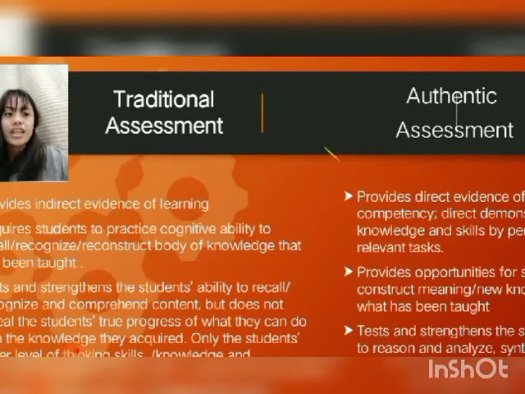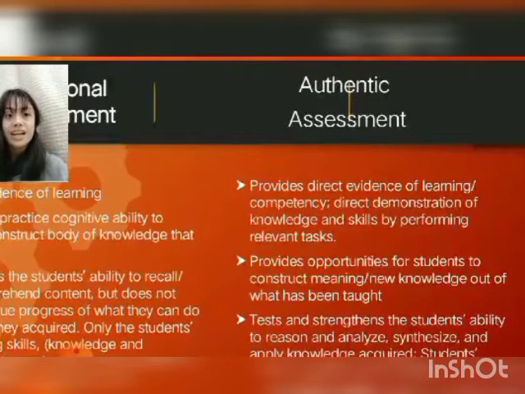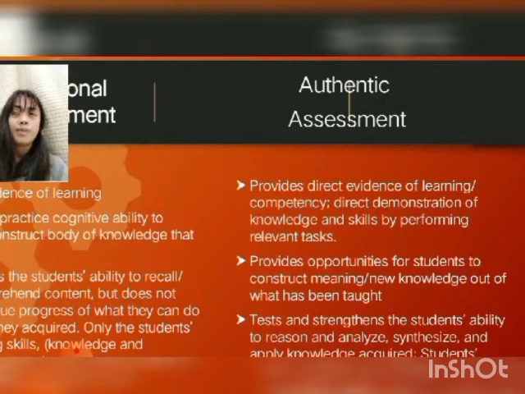While authentic assessment provides direct evidence of learning or competency, a direct demonstration of knowledge and skills by performing relevant tasks. Teachers here in authentic assessment are actually assessing the performance of the learners. They are witnessing the performance of the learners, for example, when they are giving a role play, reporting, or any oral assessment.